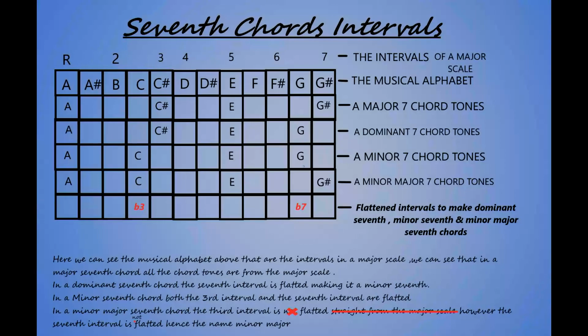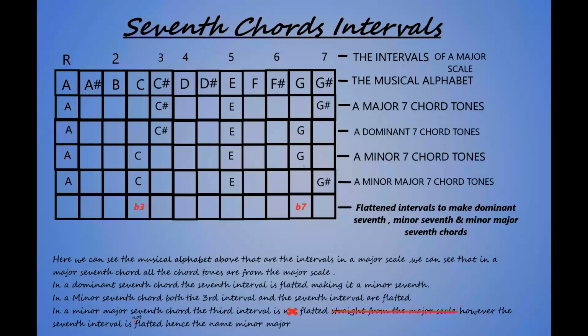That's the intervals of a major scale. So an A major scale is A, B, C sharp, D, E, F sharp, G sharp. Basically, so that's where the intervals of a major scale sit. And then I've put the different seventh chords underneath that, so you can see where they sit in relation to those major scale intervals, because everything's referenced to a major scale basically in music.